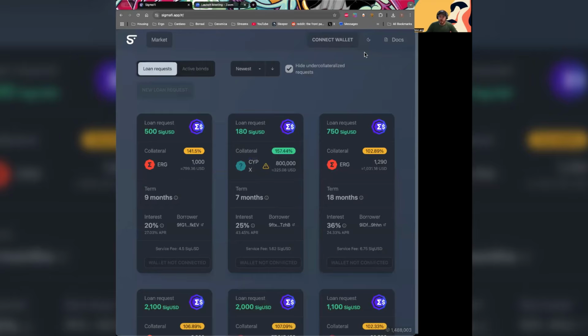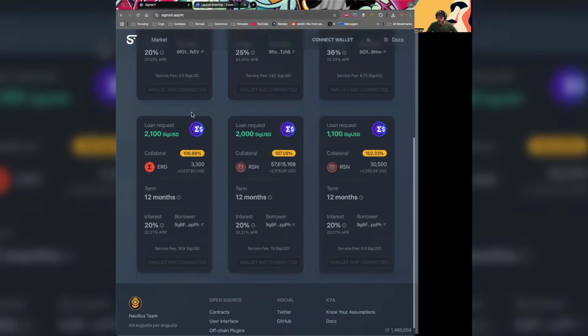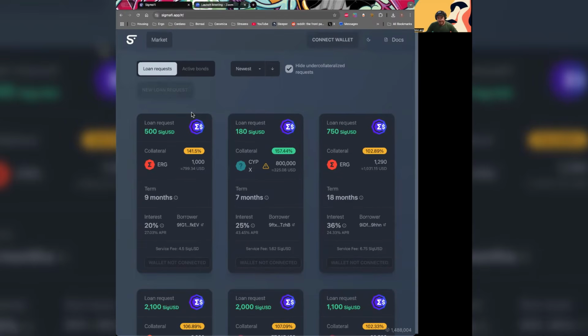Okay, so this is our dashboard here, and these are all the active loan requests. To clean things up, they have hidden the under-collateralized requests, and I'll explain what all this means in just a moment. But you can see here there's not a ton, and I think it's because the demand for SigUSD is really high. You have pretty high APR coming from Duck Pools and things like that. And given the current market, it's a little tough to come across SigUSD, given the reserve ratio is a little bit low.